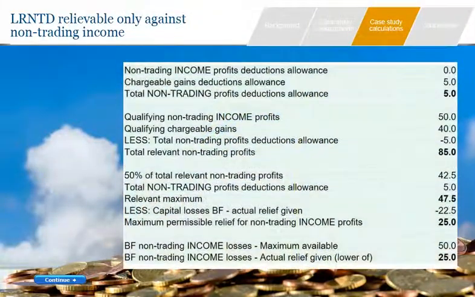Next, we determine the maximum permissible deduction for loan relationship non-trading debits, deductible only against non-trading income. This proceeds in a similar manner to the previous slides, but first it is necessary to aggregate chargeable gains and non-trading income profits. Likewise, it is also necessary to aggregate the chargeable gains deductions allowance and the non-trading income profits deduction allowance. Where circumstances permit, this aggregation process allows loan relationship deficits to be relieved against chargeable gains and capital losses to be relieved against non-trading loan relationship deficits, as one would expect.